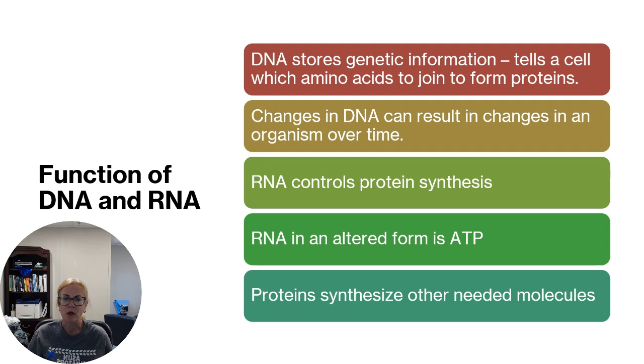There's an altered form of RNA that is ATP. So our ATP is the energy of life. So it's our energy currency is how you often hear it referred to. That's a specialized form of RNA. We have other molecules besides proteins. So where do those molecules come from? Well, proteins themselves synthesize other needed molecules, so things like carbohydrates and lipids.